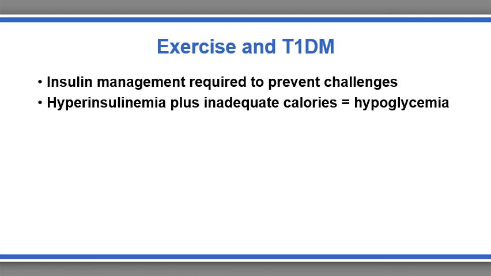So again, prevent challenges. Hyperinsulinemia plus inadequate calories leads to hypoglycemia. So hypoglycemia is typically going to be the problem you see with type 1 diabetics because they're taking insulin, and if the dietary glucose requirement isn't there, it's going to cause them to have hypoglycemia.